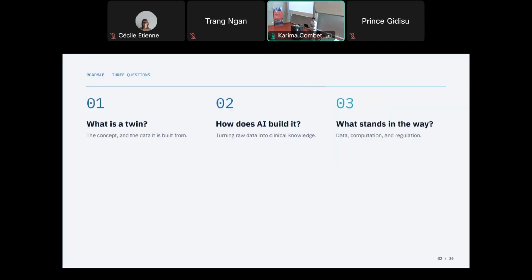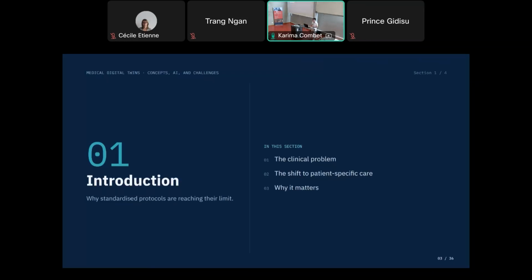Let me give you the map of the presentation for the 30 minutes I have. The talk is organized around three main questions. The first one is what exactly is a medical digital twin and how we make it. The second one is how does AI turn raw, heterogeneous data into something coherent and clinically usable. And the third one is what are the challenges today, the technical, computational, and regulatory challenges, and how we can overcome them, or maybe think about them.